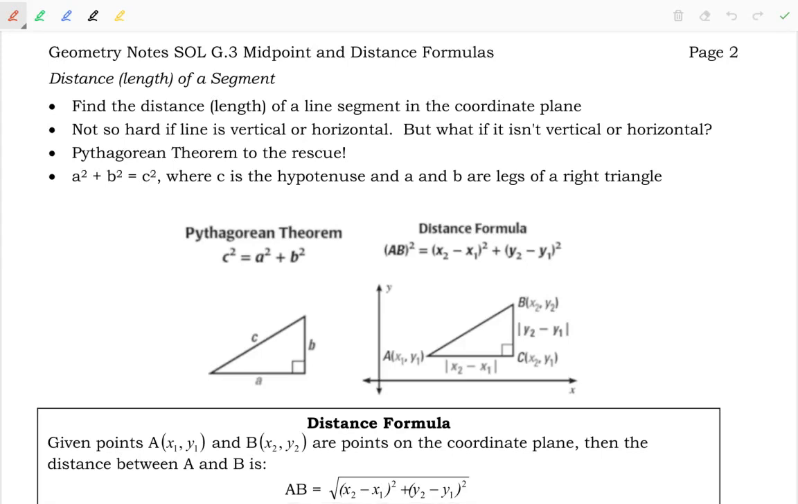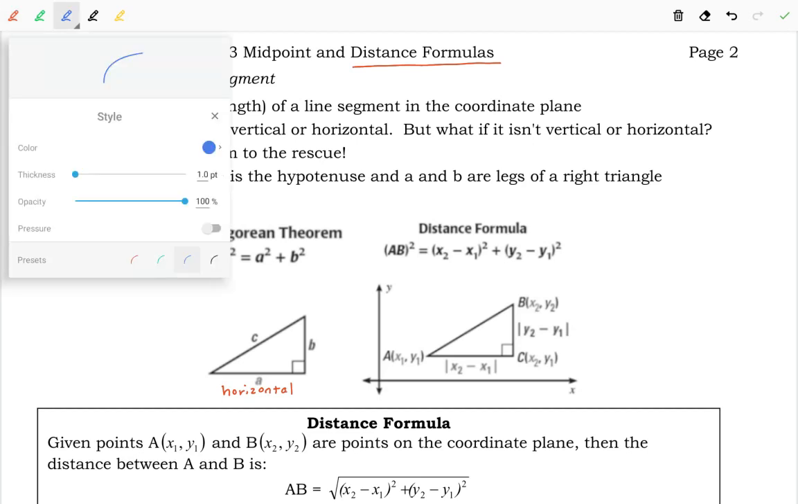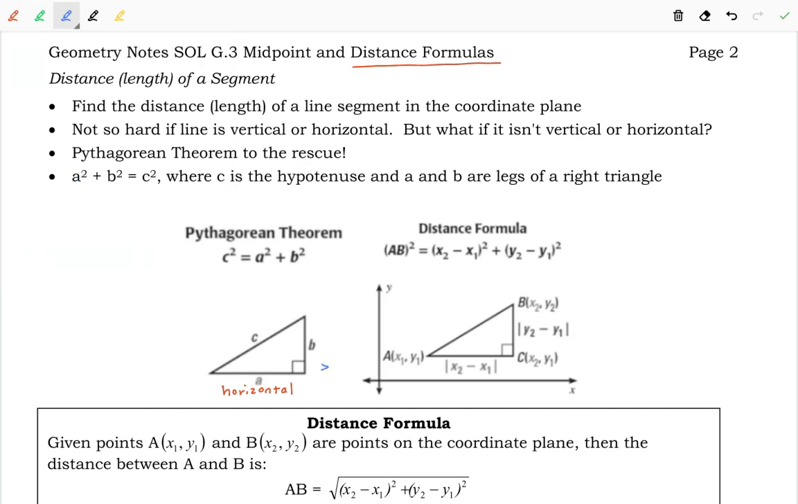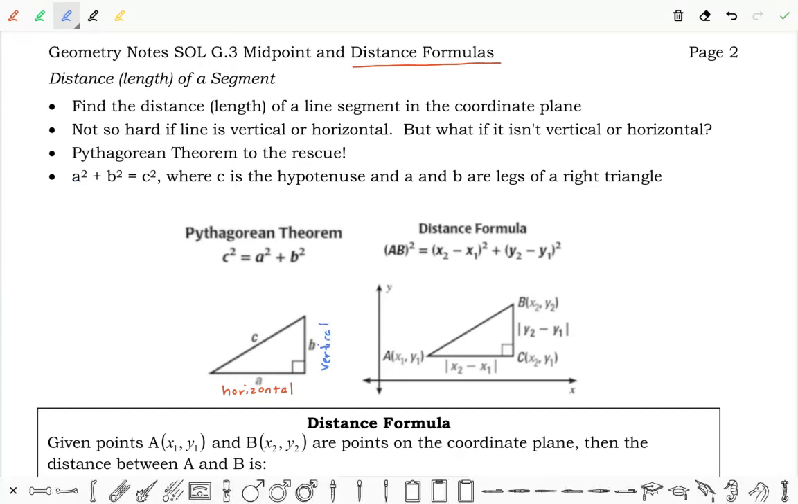Okay, the next topic we're going to discuss is the distance formula. So the distance is just the length of a segment. Now, if we're on the coordinate plane and we have a horizontal segment, or we have a vertical segment, we can just count the length of those segments because a horizontal segment is just going to be directly across, and a vertical segment is just going to be straight up and down. And we can count those boxes on the coordinate plane.